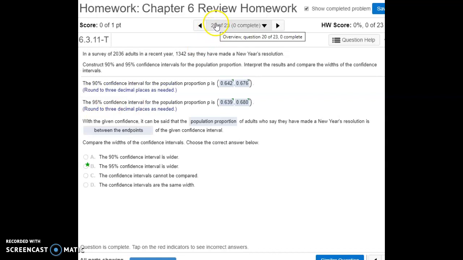For 20, we will be creating some confidence intervals for a population proportion. Here's the number of people we surveyed, and here's the number in our sample that say they have made a New Year's resolution. And we're going to be constructing two different confidence intervals and comparing them.